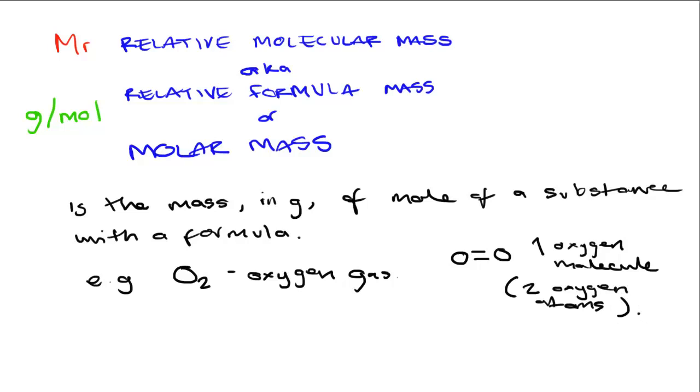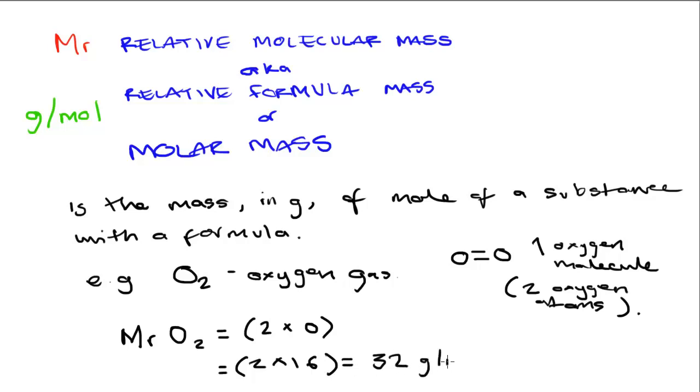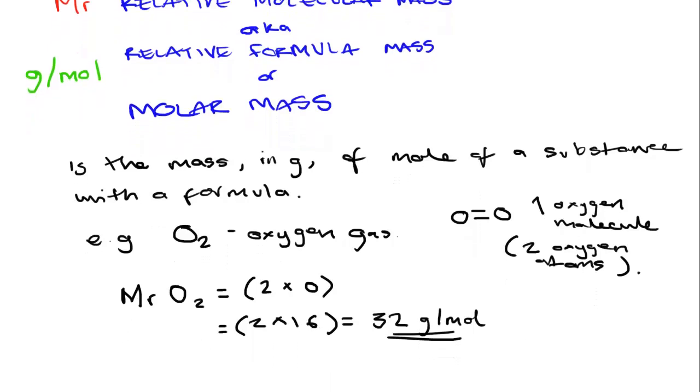covalently bonded together. So the relative formula mass of oxygen is equal to the relative atomic mass of oxygen times 2. So let's write that as 2 times O. We look for the relative atomic mass of oxygen, which happens to be 16. So it's 2 times 16. So 1 mole of oxygen gas weighs 32 grams per mole. You see that the relative atomic mass of oxygen atoms is 16, but the relative molecular mass of oxygen gas, molecular oxygen, is 32 grams per mole.